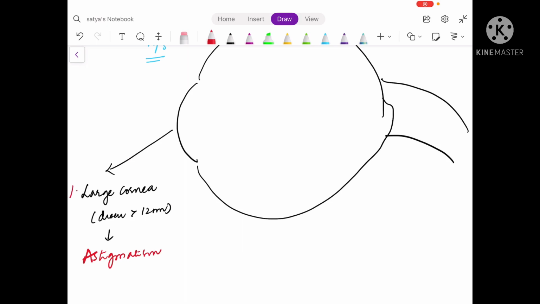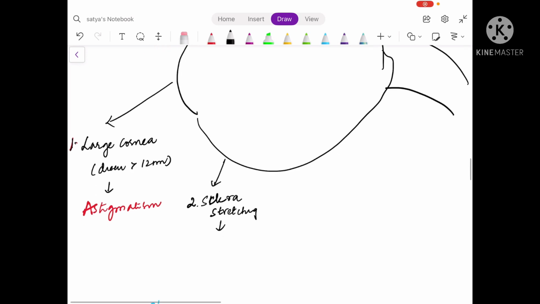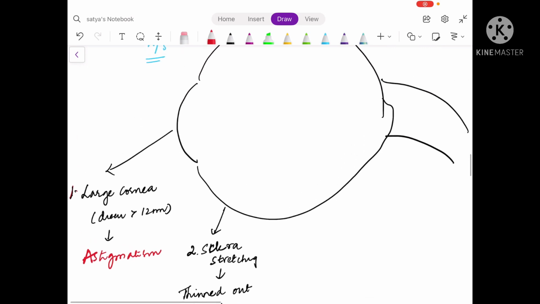This is number 1. Next, along with the cornea, the sclera is also stretching. The entire eyeball is being stretched, right? The scleral stretching will lead to thinning. The sclera is completely thinned out and it will lead to bluish discoloration of the eyeball. That is how the bluish discoloration is seen.